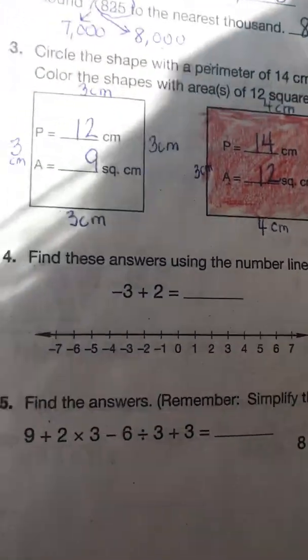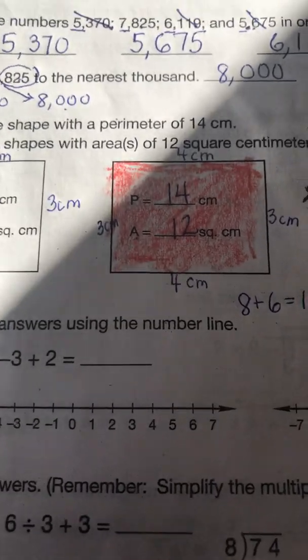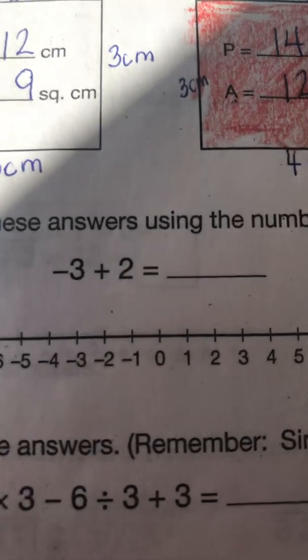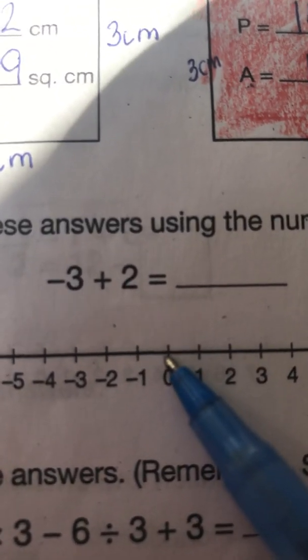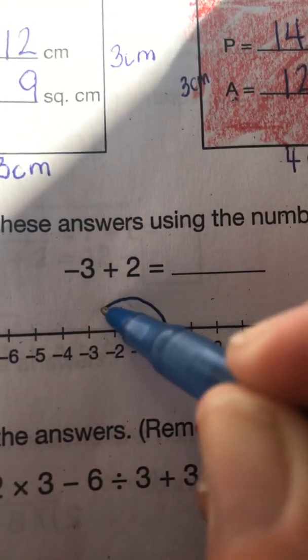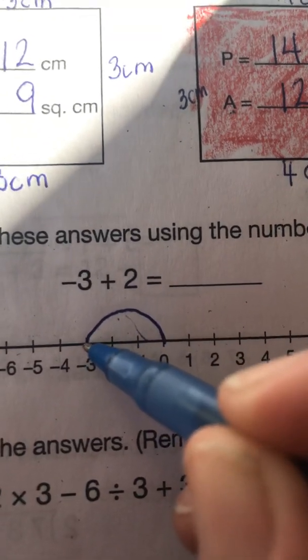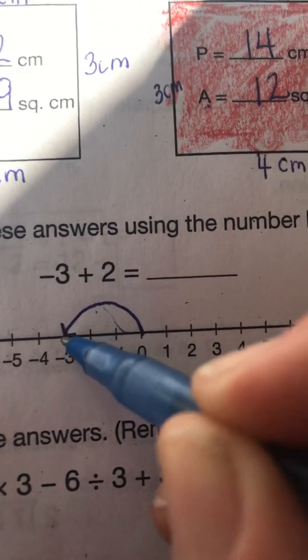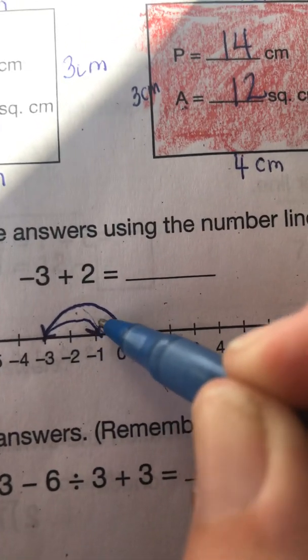Okay, so we have find these answers using the number line. All right, so it says -3 plus 2. Remember, we always start on the 0. Do you remember that? All right, and it says first go to -3, so I go from the 0 to the -3. Okay, that's my first one. Then it says add 2 to that. So I'm going to add, let's put an arrow, 1, 2. 1, 2 gets me back to -1.